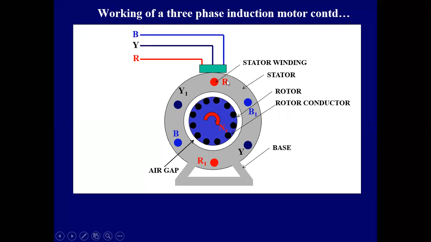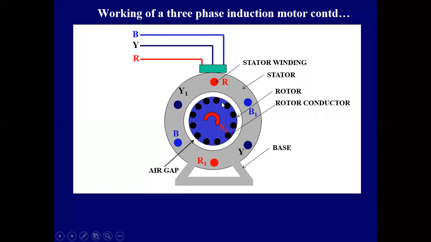If ns is 1000 rpm and the rotor speed is zero, then 1000 rpm is the relative speed. That means the emf induced in the rotor conductors is very, very high. After some time, the rotor starts rotating. Then the relative speed is ns minus nr.